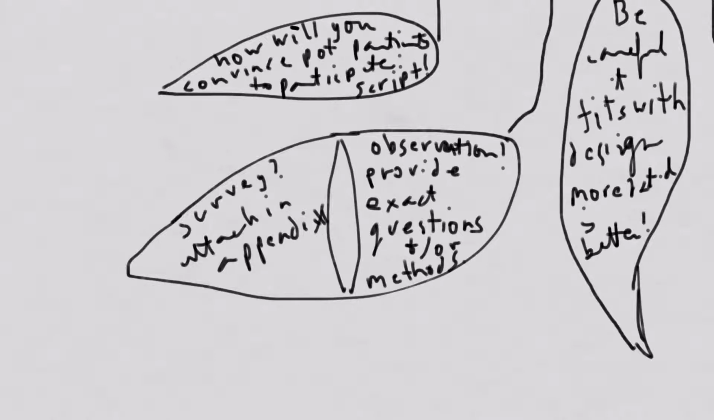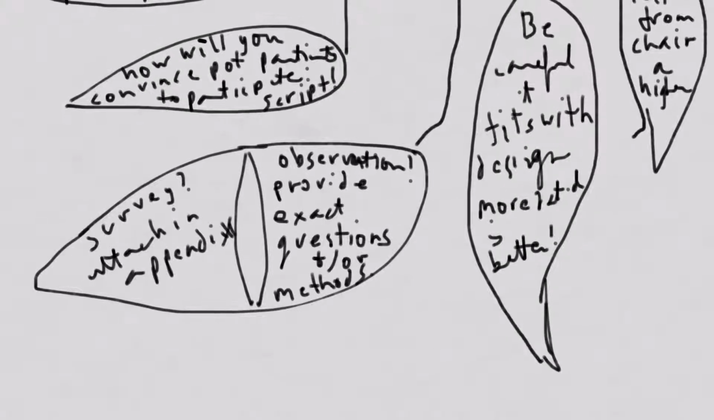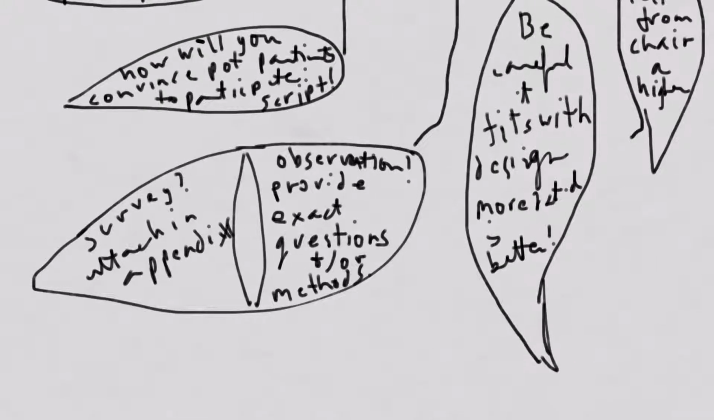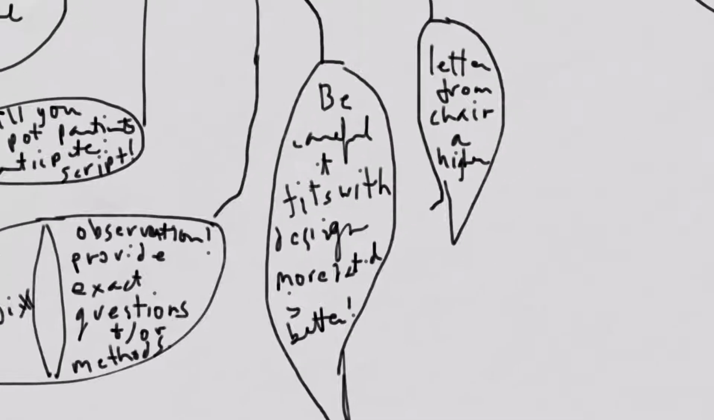Secondly, if you're doing an observational study, then I don't know why it says provide exact questions. Anyway, what methods will you be using for observing? Now, there may be some sort of a test, and that's why I think I put the questions in there, but we might change that just a little bit.